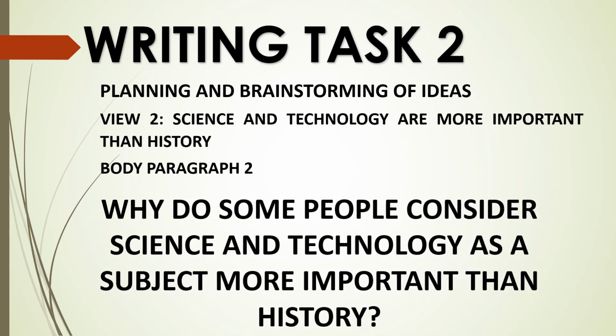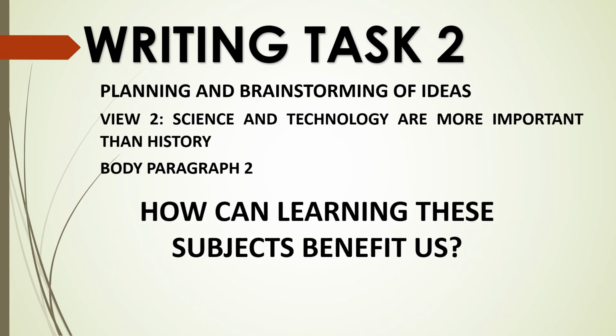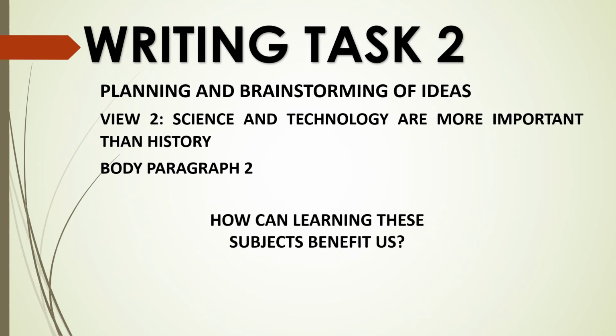Right, now let's move on to planning and brainstorming of ideas, view 2. In here, people believe that science and technology are more important than history. So in this view, we have to answer the questions: how can learning these subjects benefit us? How can learning science and technology benefit those students studying these subjects? How can science and technology be very useful and important for the development of our society, right?